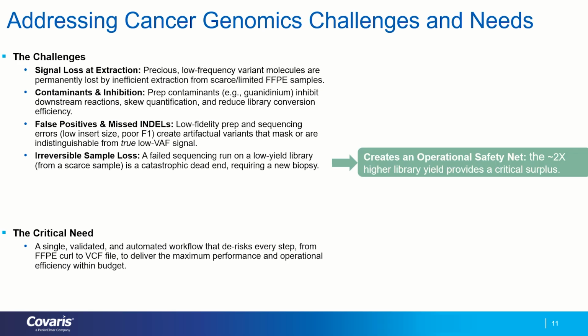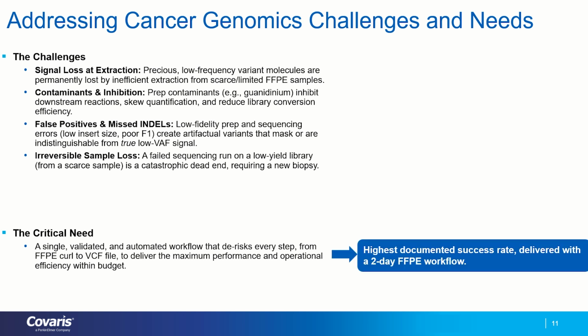And fourth, we see irreversible sample loss when sequencing fails on low-yield libraries. Our solution is that TrueCover creates an operational safety net for any user. The 2 times higher DNA yield we see here creates critical surplus material for repooling and recovery. And finally, the overarching need for a validated, automated workflow that de-risks every step. Our solution, the highest documented success rate in our study, delivered with a 2-day FFPE workflow from sample to sequencing ready libraries. This is how we're transforming cancer genomics, addressing every critical challenge with proven, validated solutions to better help patients, providers, and everyone who can benefit from a better FFPE solution.